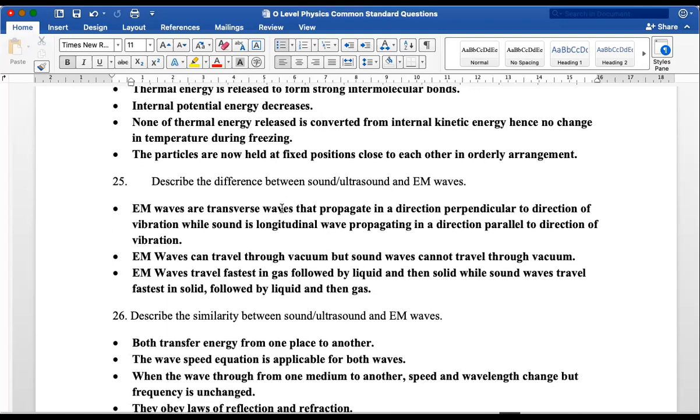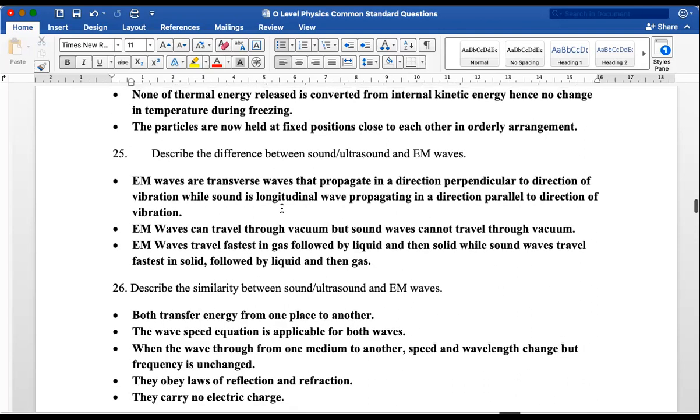Describe the difference between sound or ultrasound and EM waves. EM waves are transverse waves that propagate in a direction perpendicular to the direction of vibration, while sound is a longitudinal wave propagating in a direction parallel to the direction of vibration of the particles.